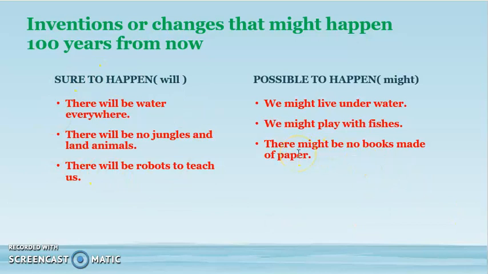Now let's look at the possible to happen. Might. Okay, so over here I've used might. We might live underwater in the future. We might play with fishes. There might be no books made of paper because if we don't have trees, definitely we will have to use other resources. And even today, most of us, we have phones, we have laptops, right? We can even study through our phones as you are doing right now. So maybe, in the future, there would be no books and you would be writing on tablets or writing using your laptops, okay?